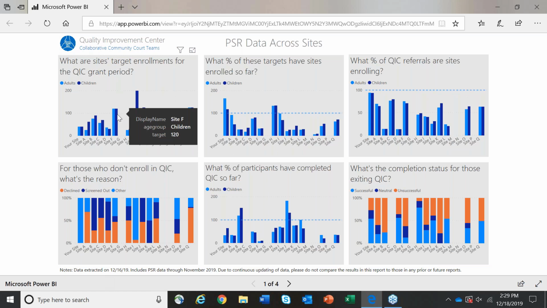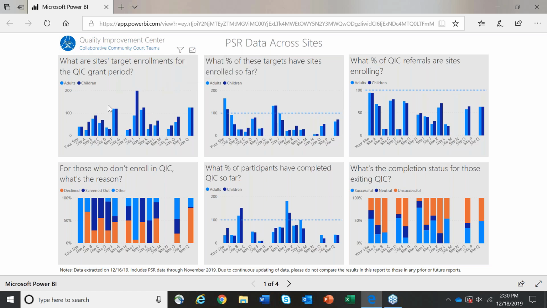Let's see, so if we want to look at the first graphic here, this graphic shows your program's target enrollment alongside other sites' target enrollment. So that probably won't change very much from month to month unless you negotiate a new target enrollment. We show this here really more to provide context. This isn't necessarily a case where more is better or where all sites should be shooting for the same thing. There are all kinds of organizational and community factors that play a role in determining target enrollment. So you'd want to consider that as context when you think about this.